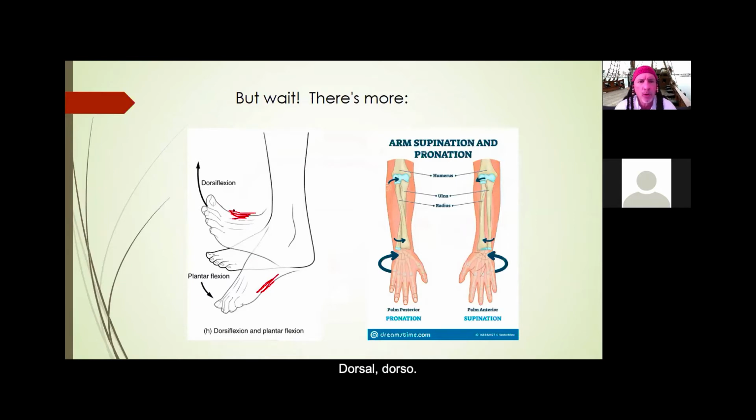Dorsal. How many of you have seen a dolphin? That big fin on the back of the dolphin is called a dorsal fin. It's on the back or the top side of a dolphin. Top side of the foot, dorsiflexion. Dorsal side of your foot. Plantar, plant. When you step on a plant, it's on the bottom of your foot. Trying to give you some tricks here for memorizing.